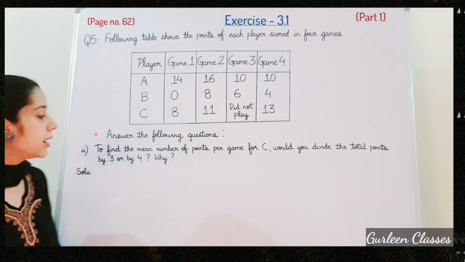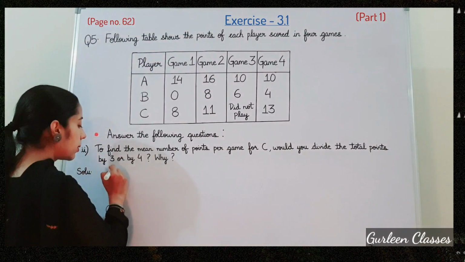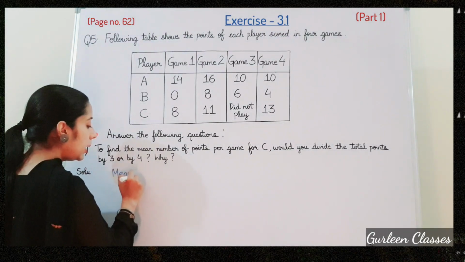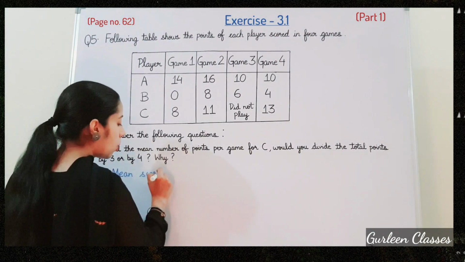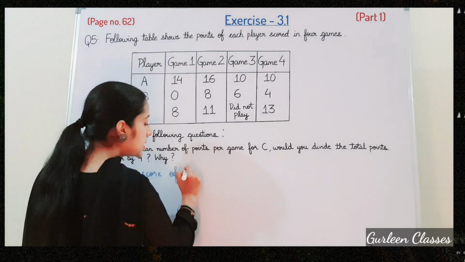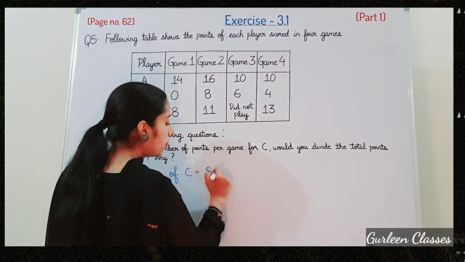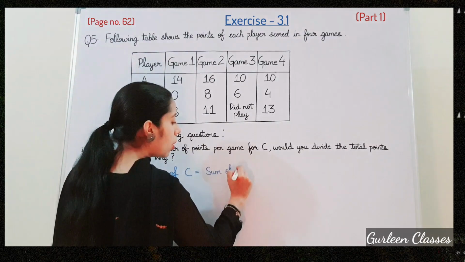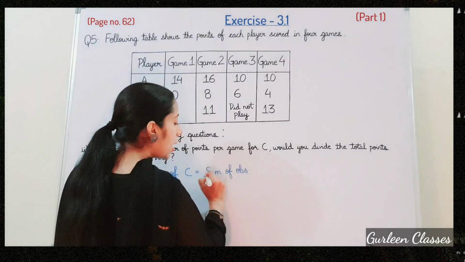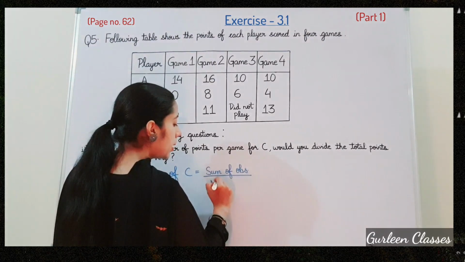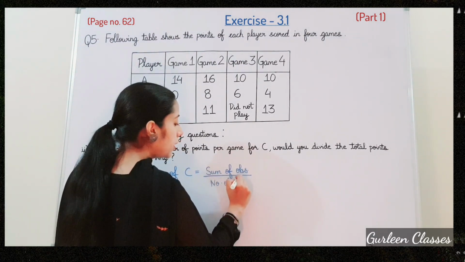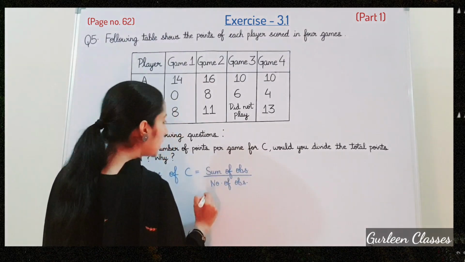So let us write here mean score of C is equal to sum of observations upon number of observations. So what will be the sum?